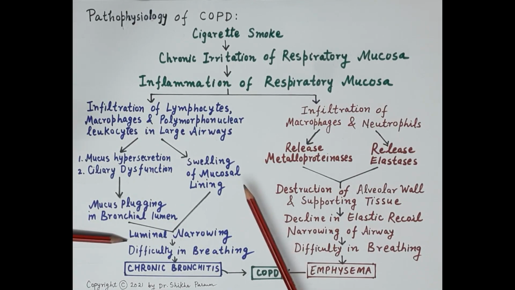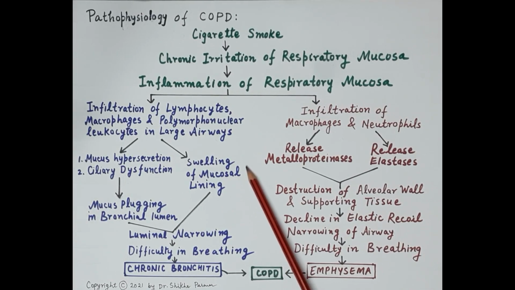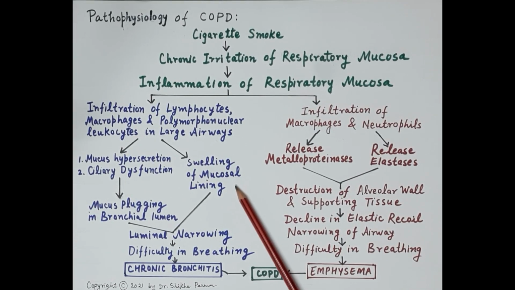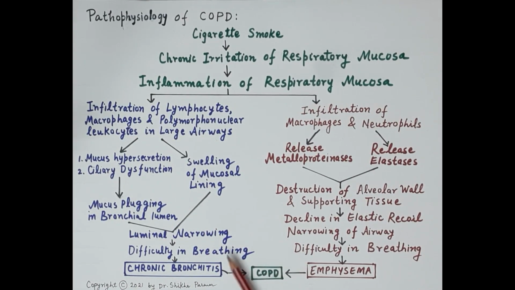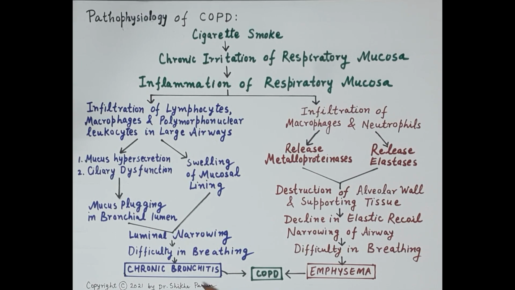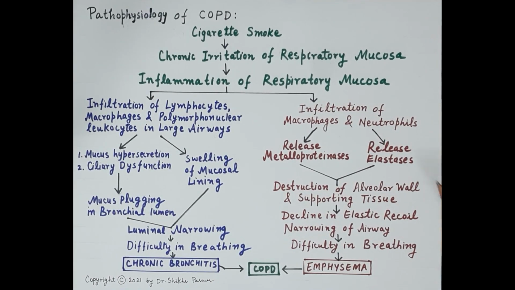On the other side, inflammation causes swelling of the mucosal lining, that is, overall there is swelling or edema in the wall of bronchi. So overall there is narrowing of the lumen of the bronchi, and there is difficulty in breathing, and this results in chronic bronchitis. Now let's understand how inflammation and constant irritation of respiratory mucosa results in emphysema.